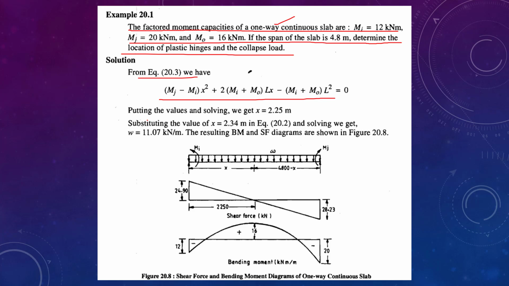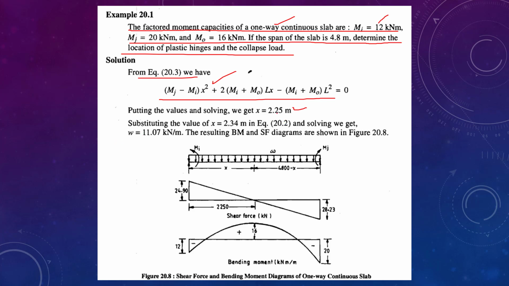So putting the values and solving, that means we can apply these values. That means we know the length, we know the Mi, M0, all things are known to you. We can find x. It's clearly the direct way. X is 2.25. So substituting the value.